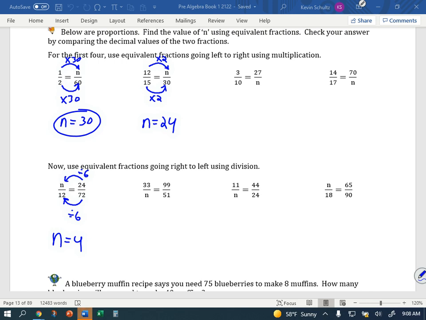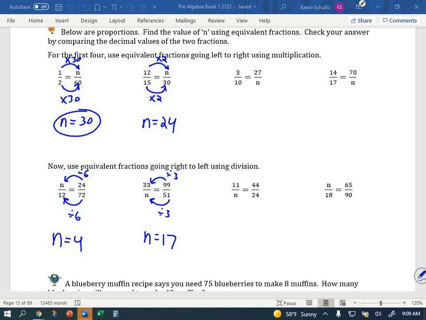The next one. How do we get from 99 to 33? Kylie? Divide by 3. So what are we going to do to 51 to get to n? Divide by 3. Anyone know what 51 divided by 3 is? Haley? 17. So n is 17.